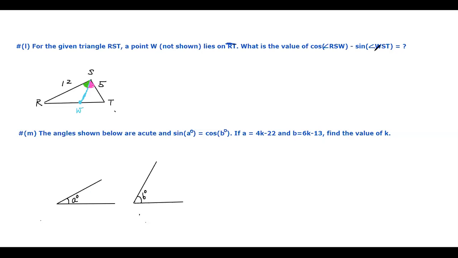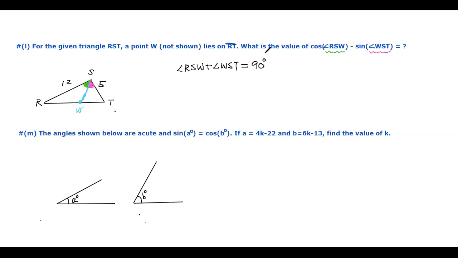So this is the WST, this is my purple angle, and the WRSW is my green angle. And then the problem gives you right triangles, right? So that's why I know the RSW plus WST is equal to what? It is equal to 90 degrees here, right?